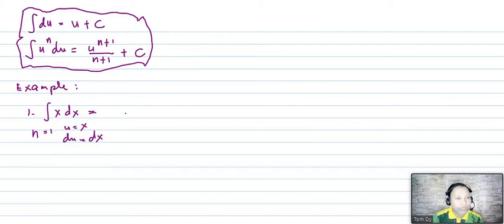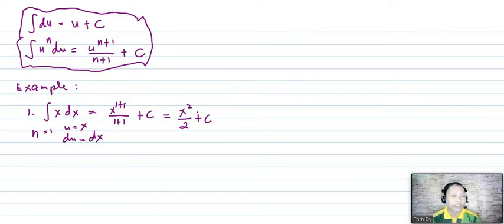Our n is 1, so that becomes x raised to 1 plus 1 over 1 plus 1, oh no, it's not equals c, but plus c. Which is equivalent to x squared over 2 plus c.